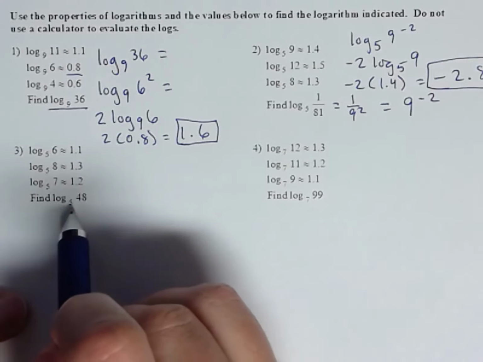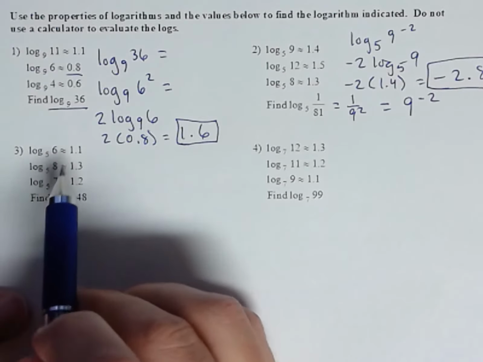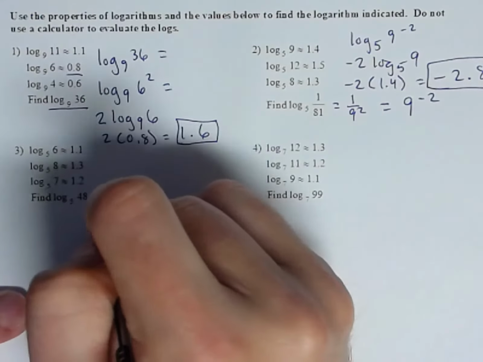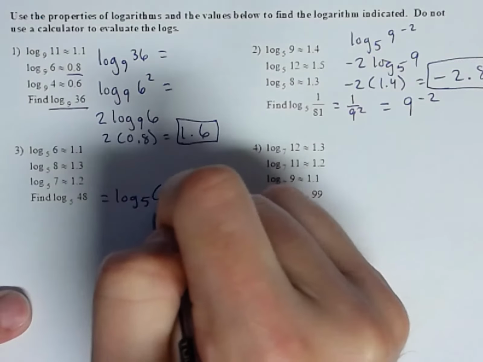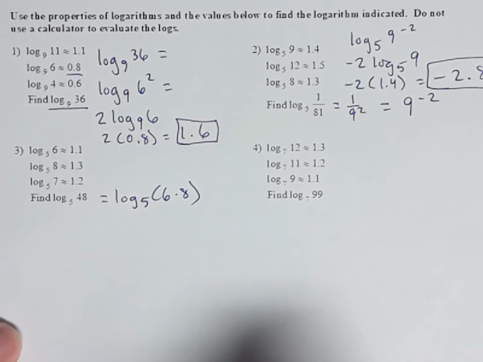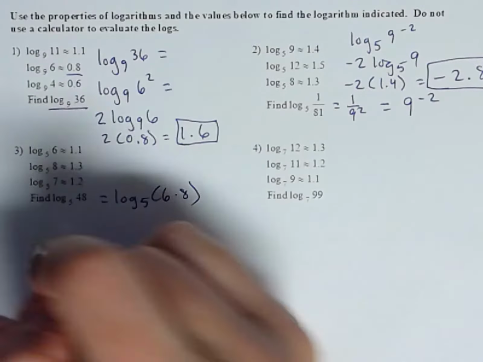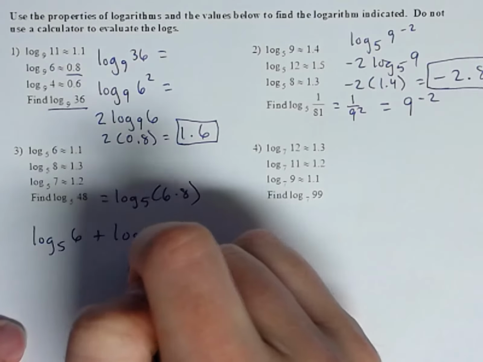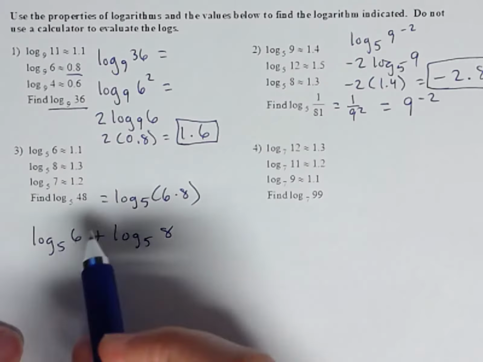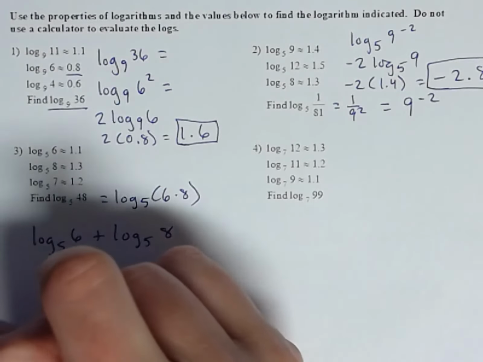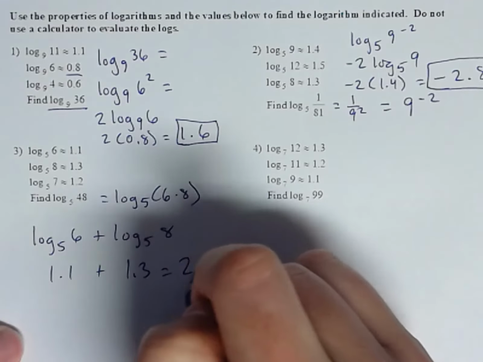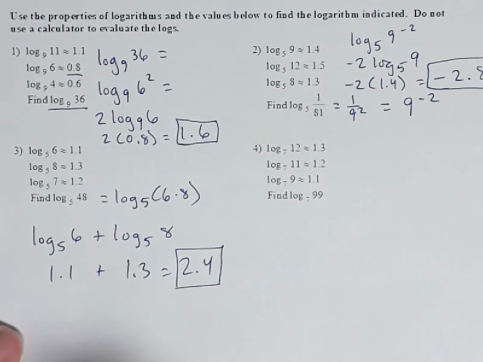So we want the log base 5 of 48. They gave me 6, 8, and 7. Well, 48, oh, that's 6 times 8. So isn't that the same as the log base 5 of 6 times 8? And then we can apply our properties, right? We could split that apart, product property. So log base 5 of 6 plus log base 5 of 8. Log base 5 of 6 is 1.1. Log base 5 of 8 is 1.3. And we get 2.4. Hey, kind of getting a feel for that?